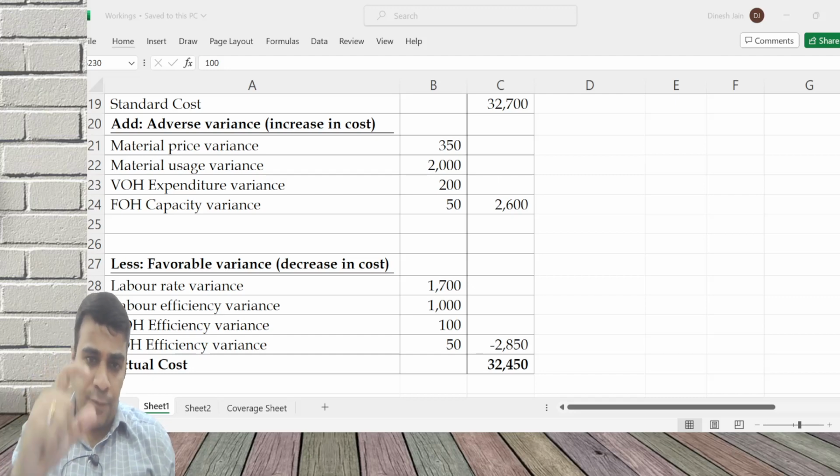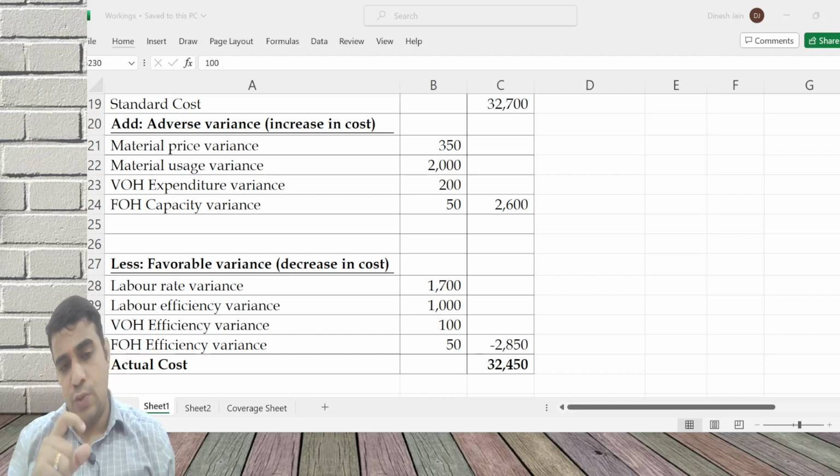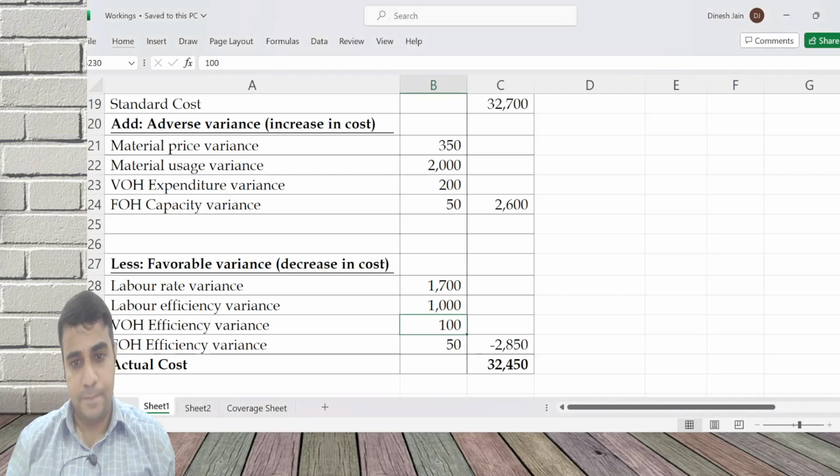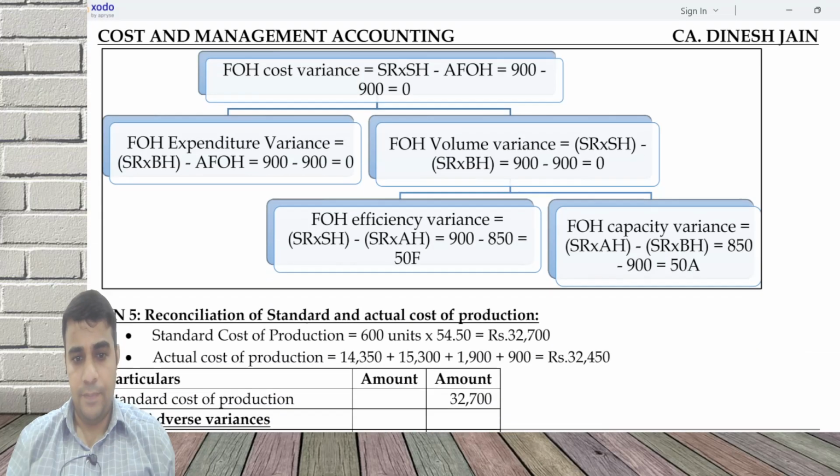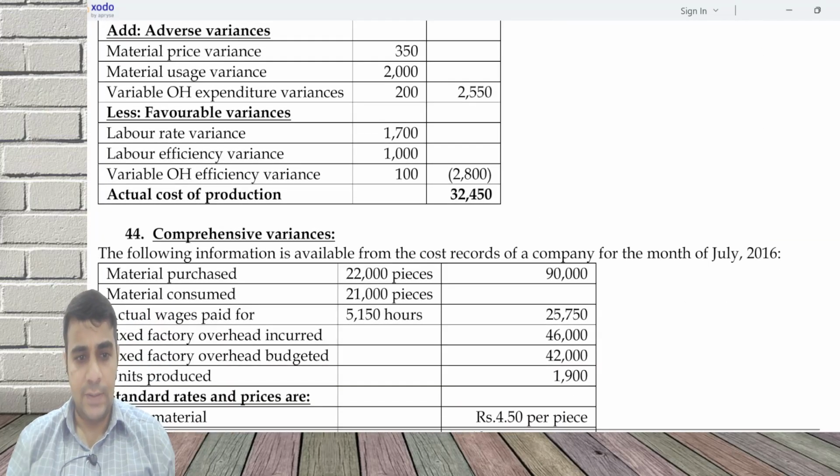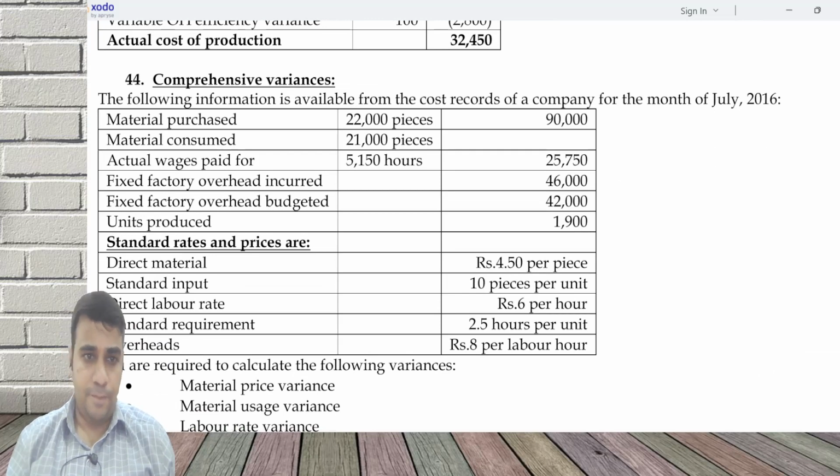We can do a profit reconciliation, we can also do a cost reconciliation. I hope this is done. Any doubts? Any doubts on this? No, sir. Okay, let's proceed ahead. Let's come to 44.